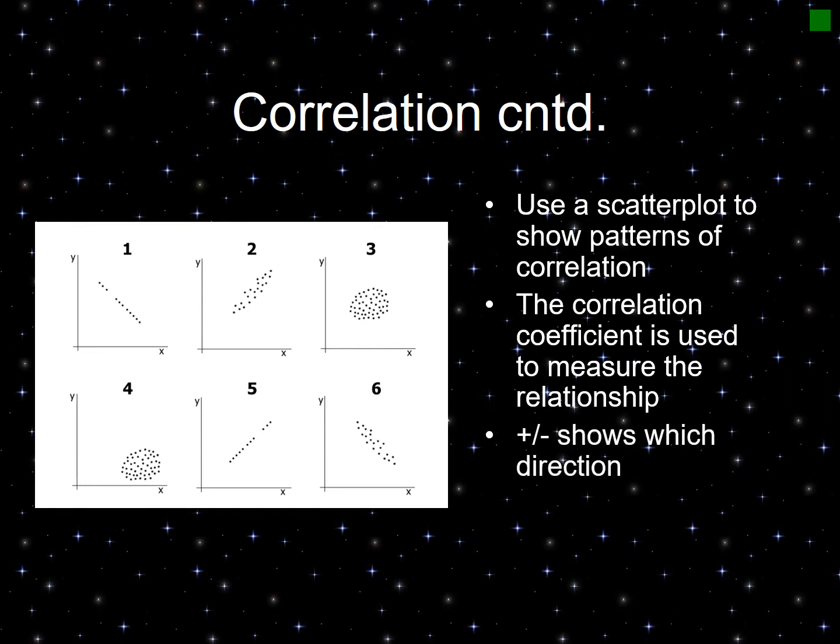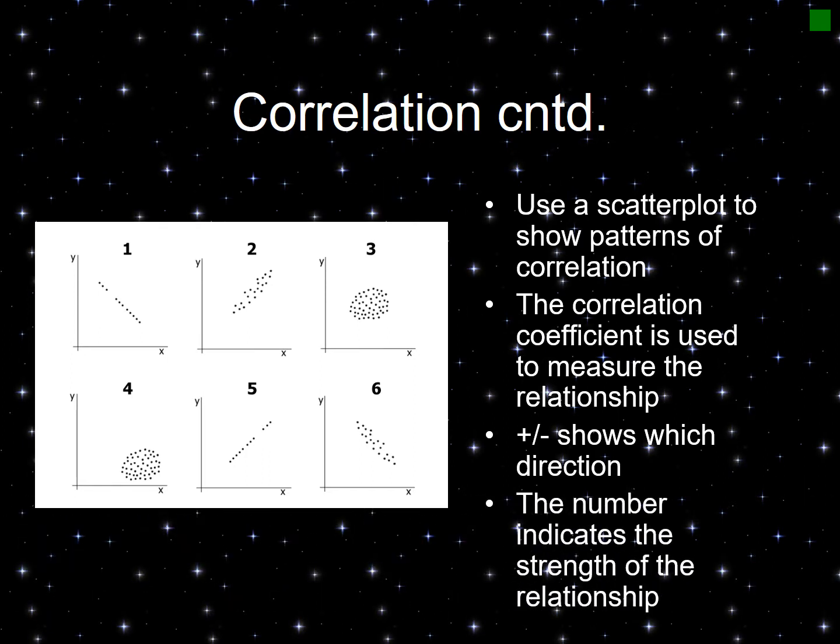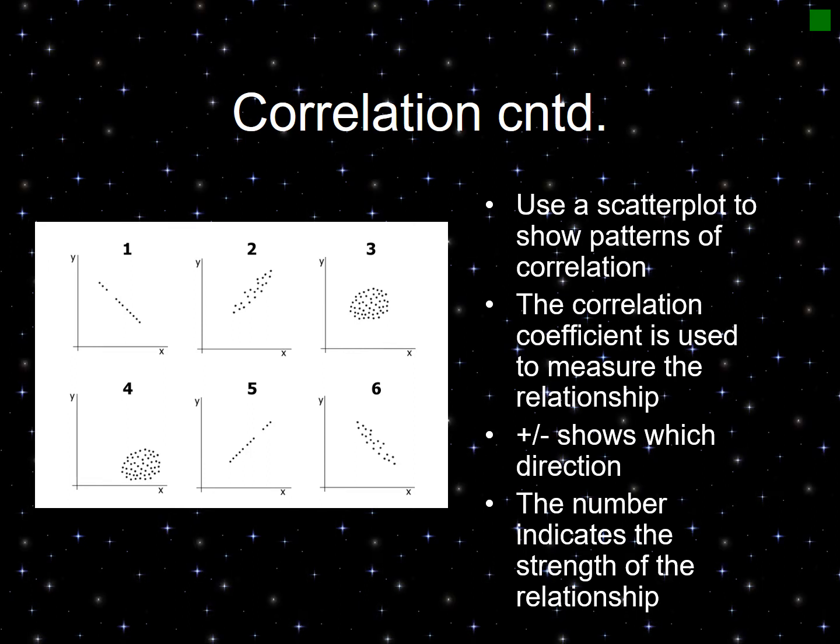The plus or minus, or positive or negative, shows which direction the correlation is going. The number indicates the strength of the relationship. I'll show you some examples on the next slide, but it goes up to 1. 1 shows the strongest relationship. If it goes up to the right, like number 5, that shows a positive relationship. If it goes up to the left, like number 1, that shows a negative relationship.